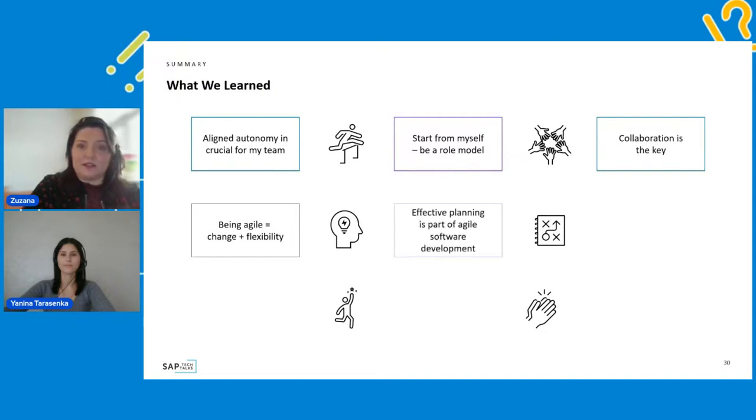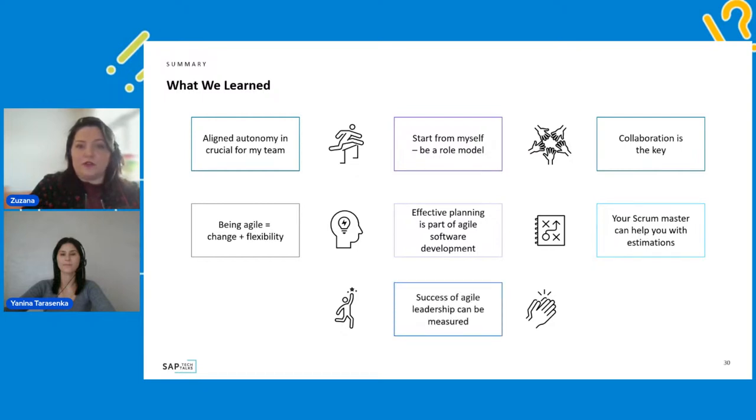Effective planning is part of agile software development. Reach out to your Scrum Master. He can always help you, for example, with estimations. Success of your agile leadership can be measured. And never forget to celebrate the success with your team.